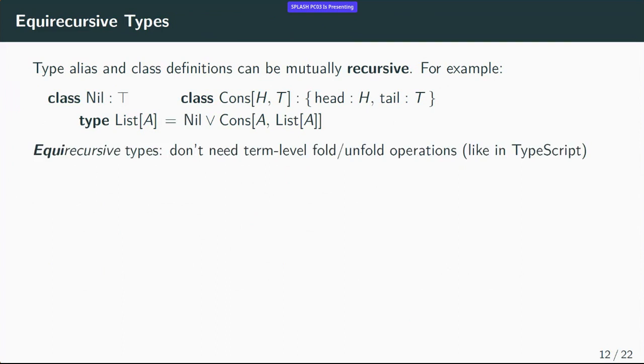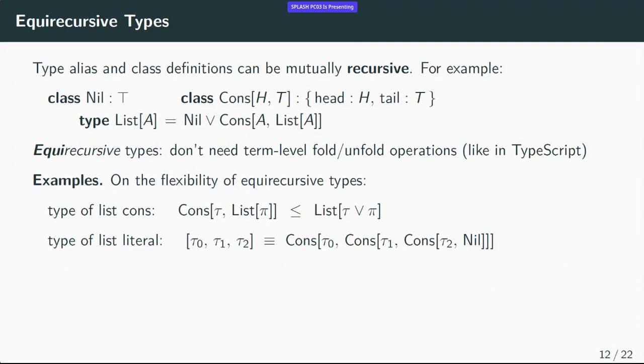So the types are equirecursive, as I mentioned. You don't need any fold and unfold operations, and that means that you have all sorts of natural and very useful subtyping relationships between different variations of these types. For example, you can take the cons of some type tau and a list of pi, and this happens to be a subtype of a list of tau or pi, which makes sense.